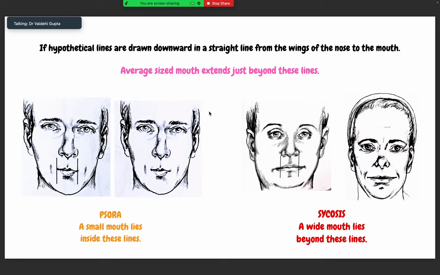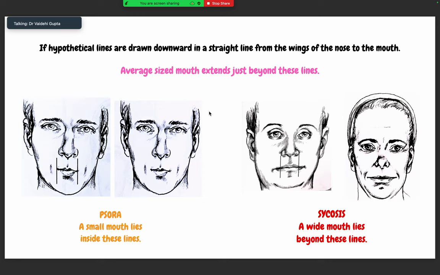The average one will be beyond this line. They can slightly cross the line. In Psora, it will remain inside these lines. While in Sycosis, a wide mouth lies beyond these lines. In Sycosis, the nose is wide. In Sycosis, the mouth is wide. So it will be a wide mouth and it lies beyond this line. It will be farther than the normal line.